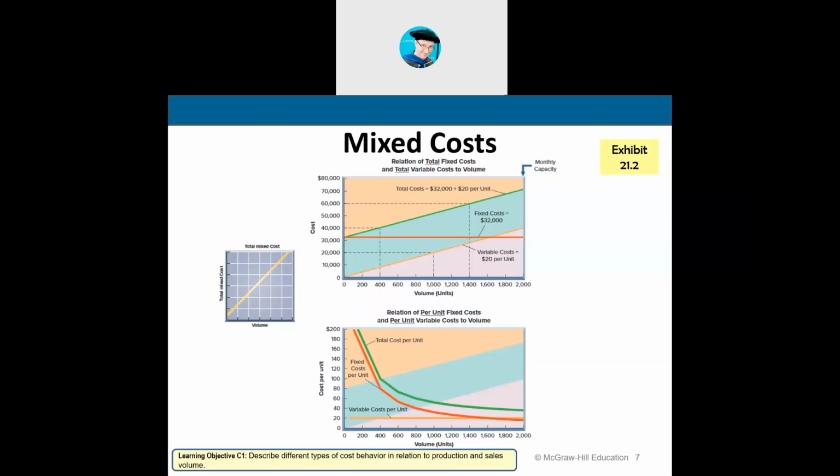Mixed costs increase over time with the amount being produced. It's the same concept, right? Fixed plus variable is mixed. We have a base amount plus a variable amount based off of the level of production.